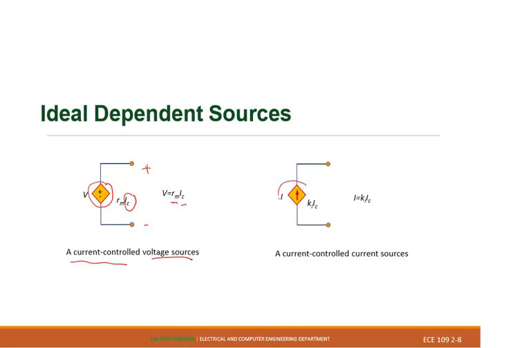In this case, this is a current source controlled by another current right there. That's why we call it a current controlled current source. So if you're going to find the I, in this case, it is Ki, which is the coefficient, times IC.